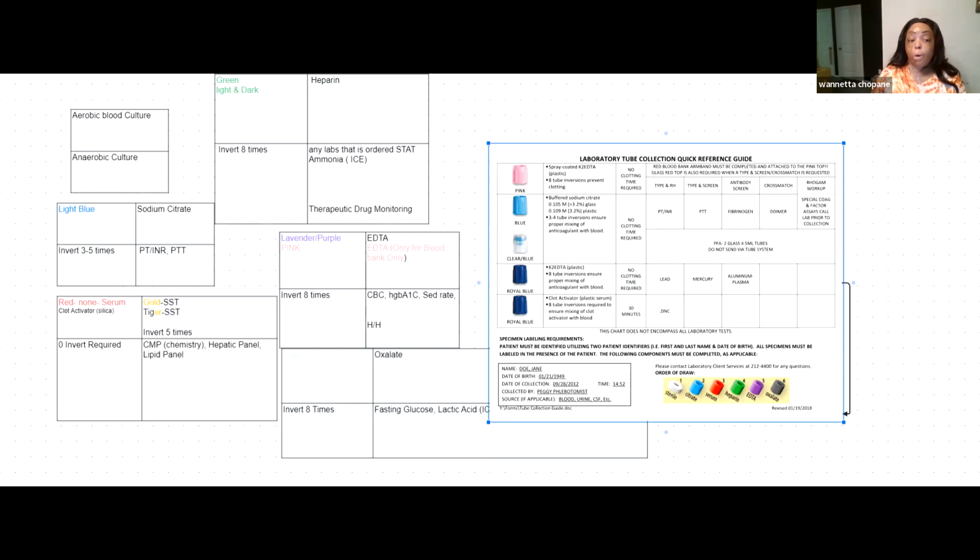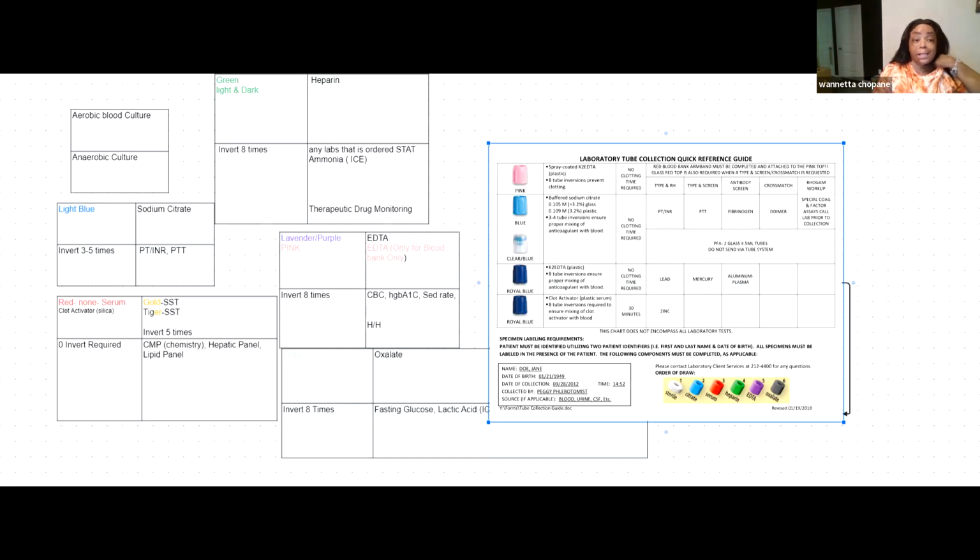Okay, so our purple and lavender top tube has EDTA in it. Our pink top tube also has EDTA additive. We still invert them 8 times. The most common tests in our purple top or lavender top are CBC, hemoglobin A1C, and sed rate. Remember, our pink top tube is predominantly used for blood banking purposes, to type and screen someone, cross-match someone.